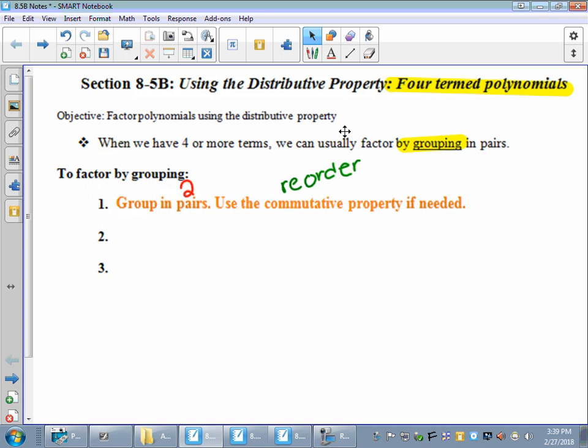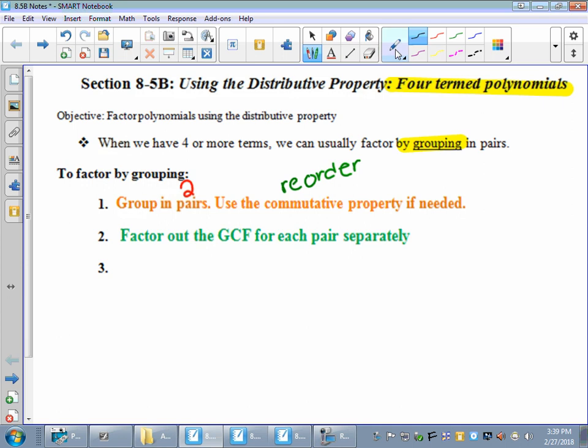After you have grouped it into pairs, your second step is going to be what we were doing yesterday, or what we were doing in 8.5a. We want to factor out the greatest common factor of each pair separately. Let's make sure that we are doing this separately.